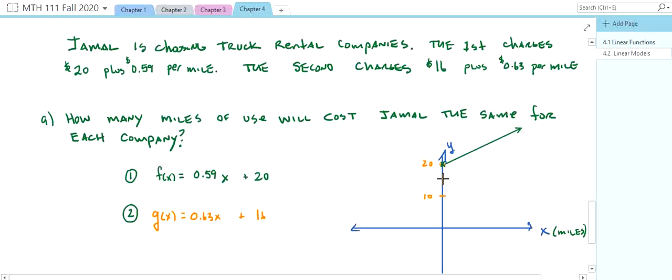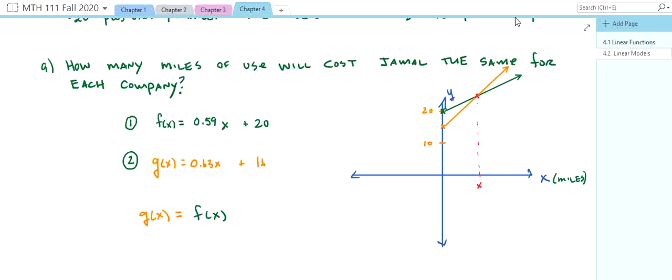Now the second one has an initial condition a little lower, so it's over here at 16, and it has a slope that is higher. So the question I was asking is, what is the number of miles when these prices are equal? They're equal when they cross each other. They'll have the same f of x value. So this is called a system of equations. These are equal when the g of x function equals the f of x function.